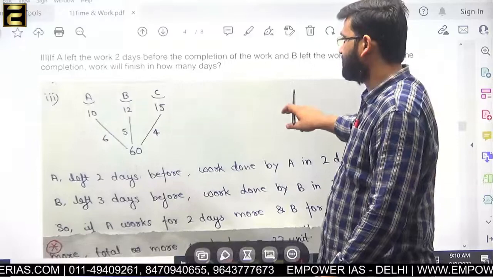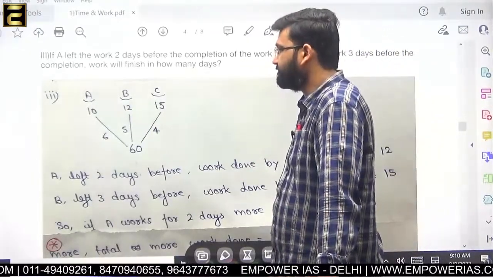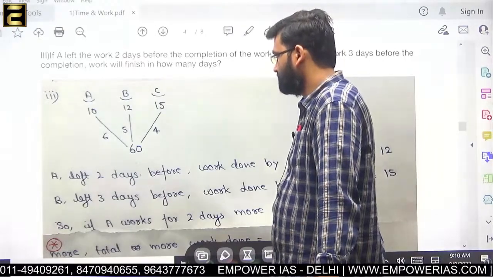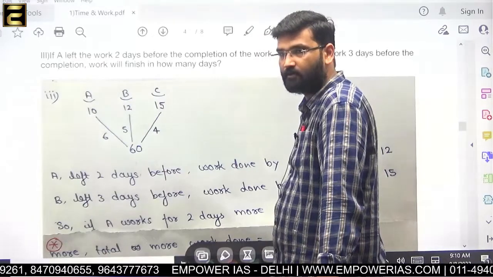This is the third part. See, this was the figure. A can complete the work in 10 days, B can complete the work in 12 days, and C can complete the same work in 15 days. Okay?